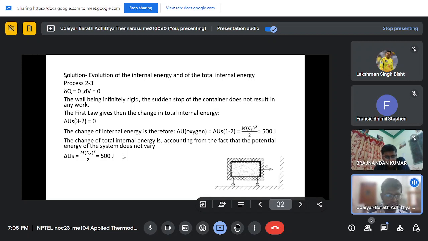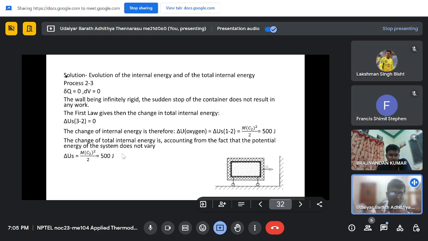You see, there are two parts. One is total internal energy, which involves oxygen and the container and so on. During the process 1 to 2, there is no change in internal energy for the oxygen, but the whole total internal energy of the system is rising because it has some velocity at the end of process 2.